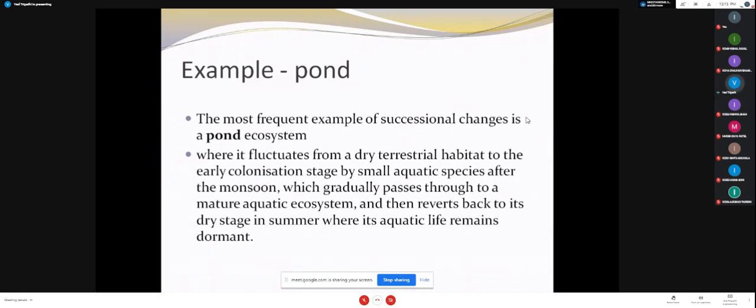Okay, which gradually passes through mature aquatic ecosystems and then reverts back to the dry stage in the summer. So there is a natural cycle of the pond ecosystems, of small ponds.